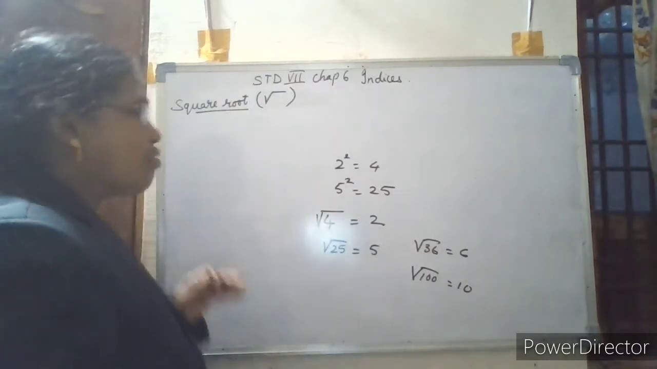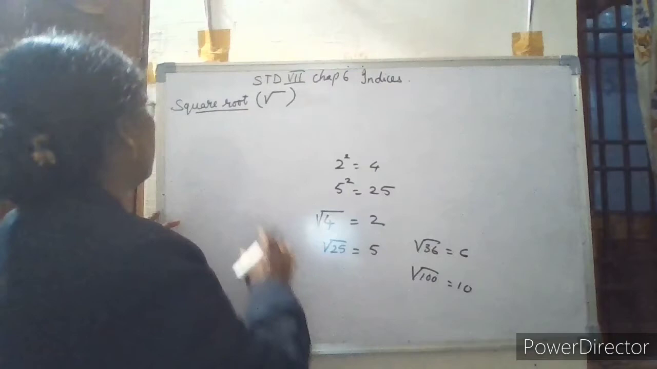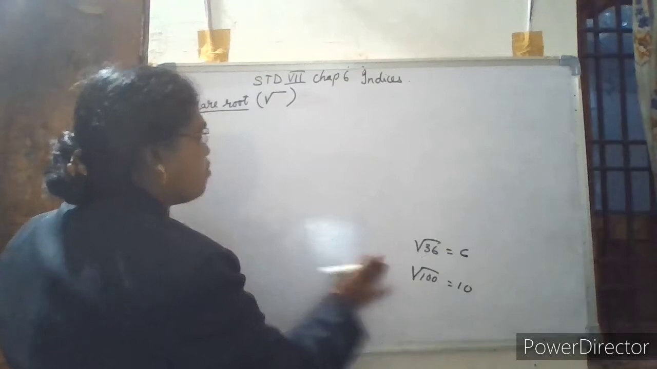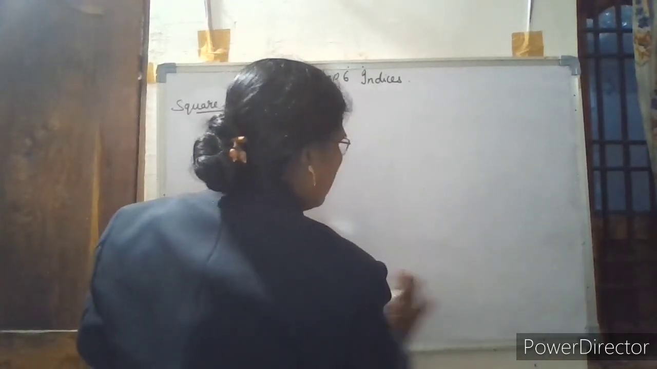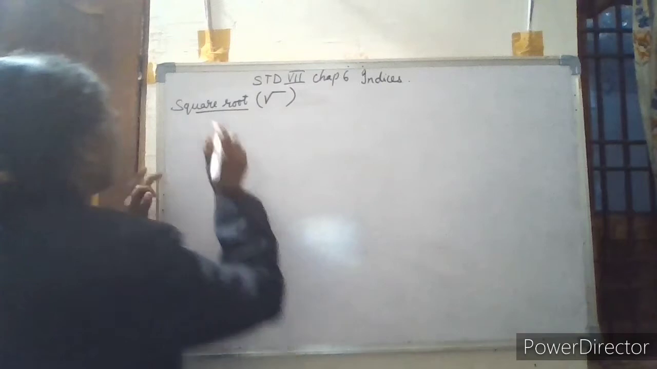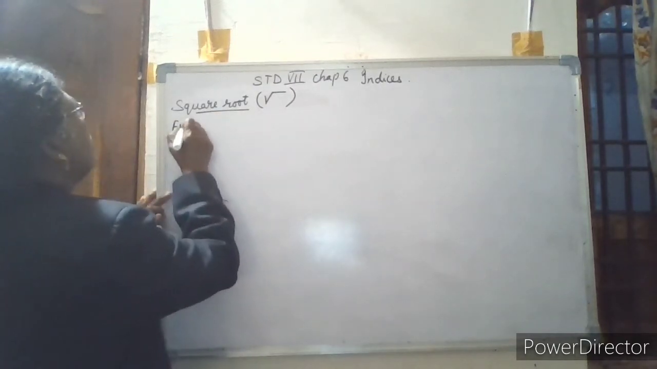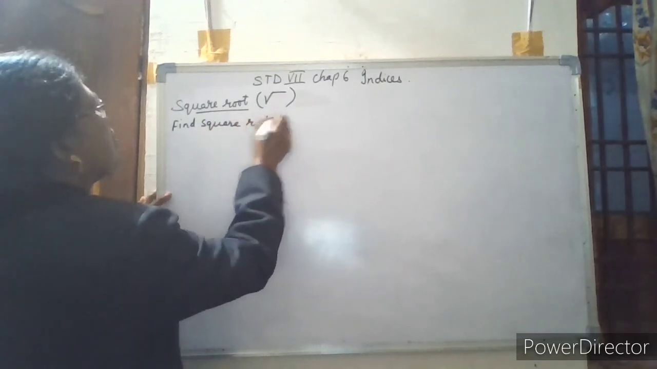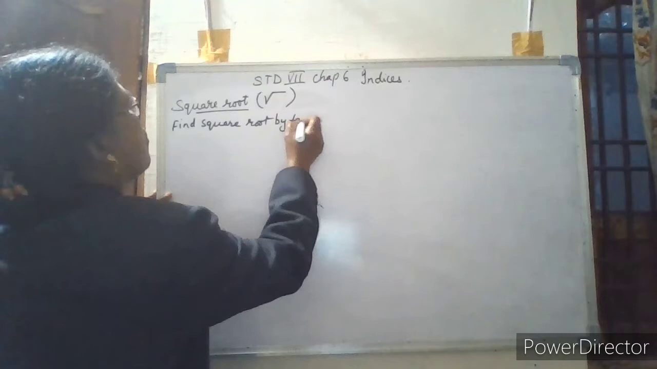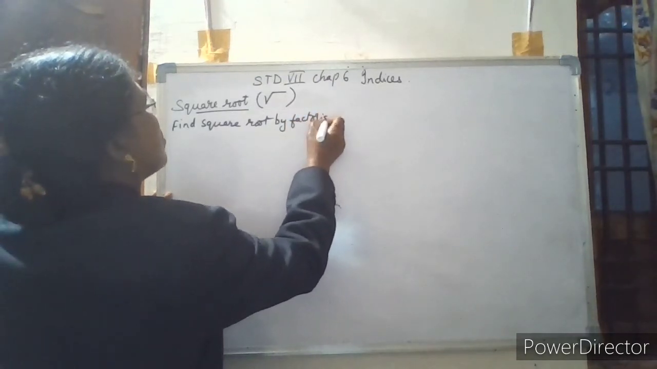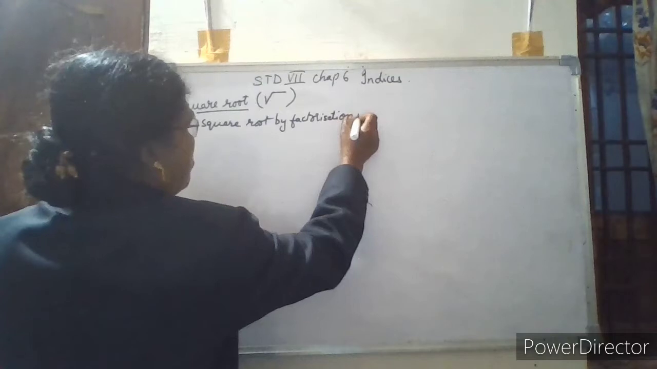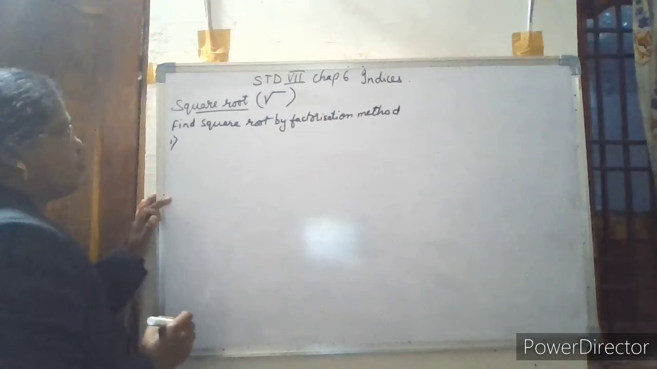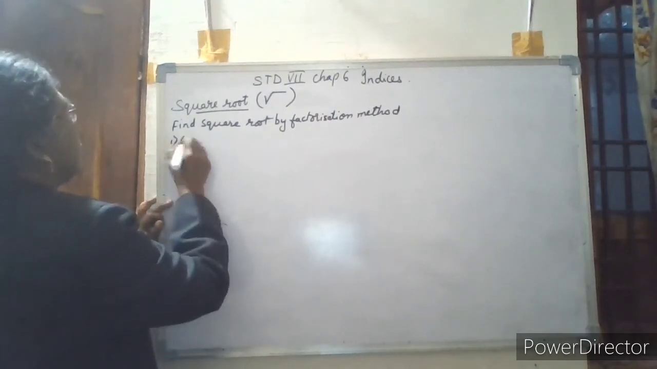If a big square is given, how will we find the square root of big numbers? Such numbers we can find by the factorization method. For example, find the square root by the factorization method. Example one: 625.